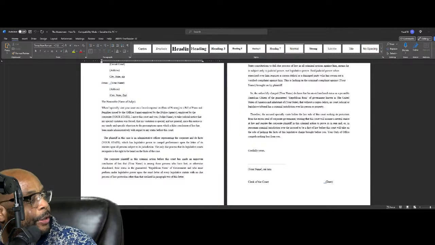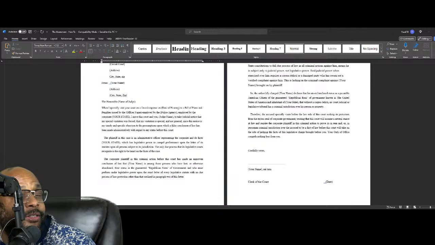I move this court and you, Judge so-and-so, to take judicial notice that my special visitation was forced, that my visitation is special and not general, since this notice is my timely and specific objection to the presumptions upon which a false conclusion of law has been made administratively with regard to my status before this court. Now, you see he has a lot of key things in here. He brings up the fact that it is a presumption. He lets them know that he's making a special appearance by saying it's a special visitation and it's not a general appearance. A bill of pains and penalties.